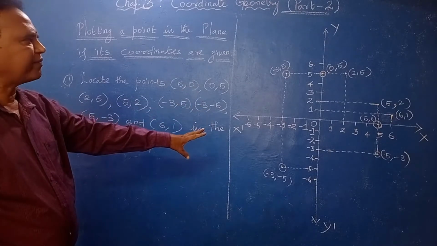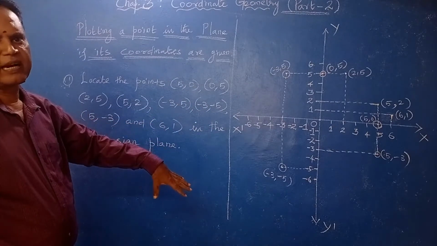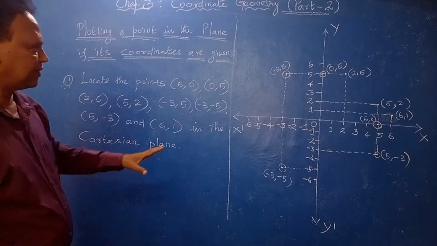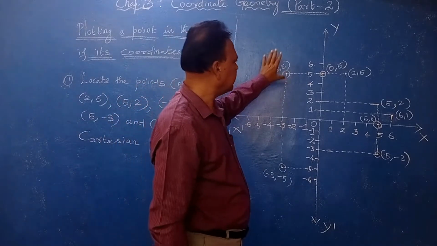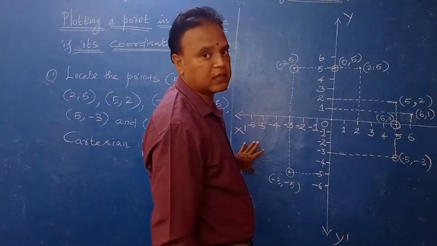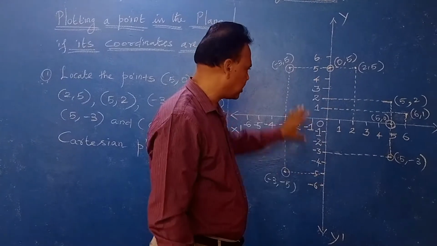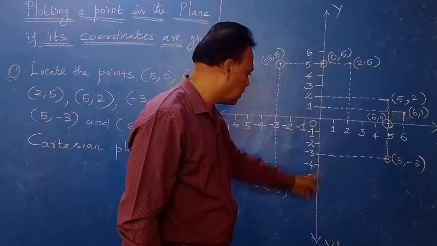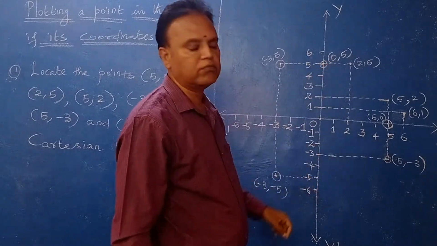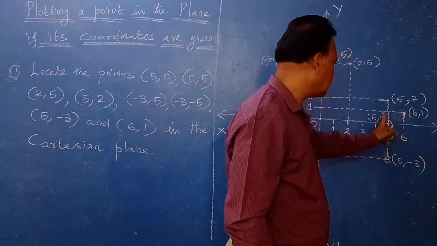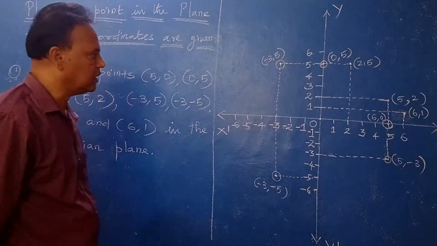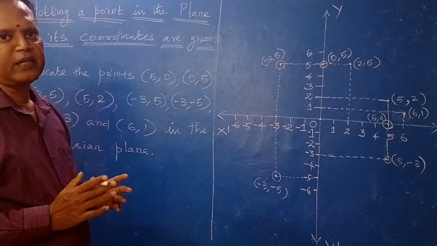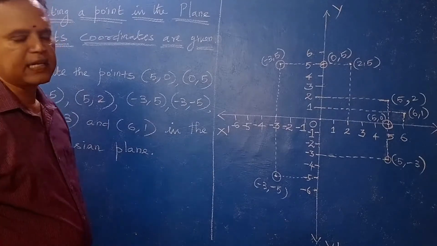Do it in the graph and paste it in the classwork. Take the graph sheet and draw the graph and plot the points. Draw the x-axis and y-axis and plot the points. Clear? Always remember that for any point on the y-axis, the x coordinate will be 0. For any point on the x-axis, the y coordinate will be 0. Clear? So plot the points on the graph, then paste it in the classwork.